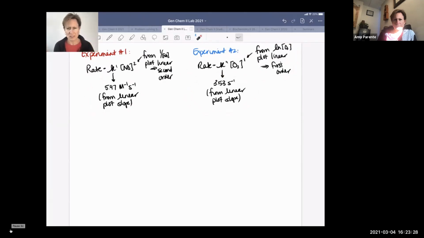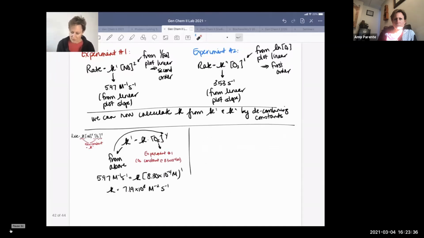All right, so what do we do with these? Because at the end of the day, we really want the rate constant for our full experiment, our full rate law, right? Well, I'm going to talk about this as being our decombining of constants. Remember that we created these K primes and K double primes by merging the K with a concentration that we were keeping constant. So now we're going to just deconvolute that. We're going to break it apart.